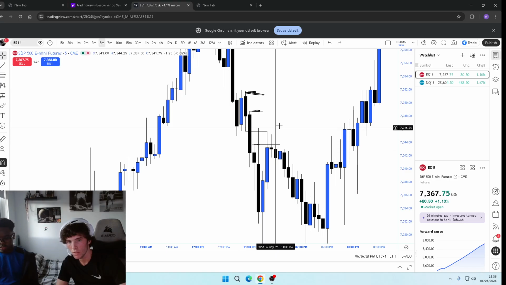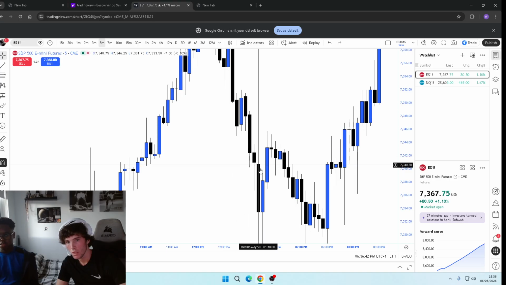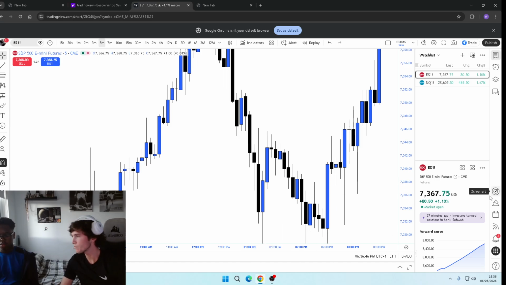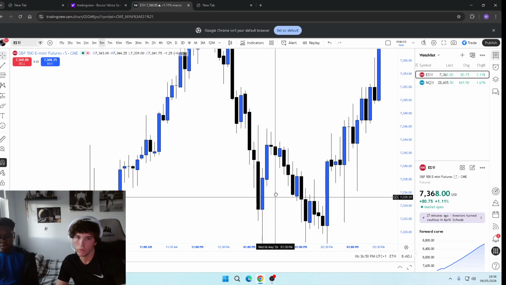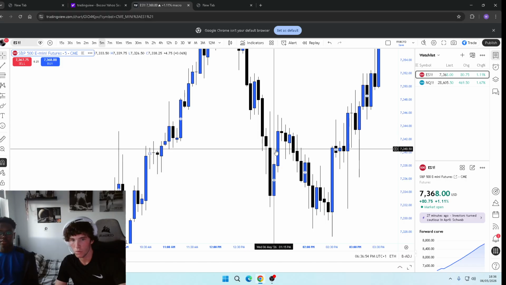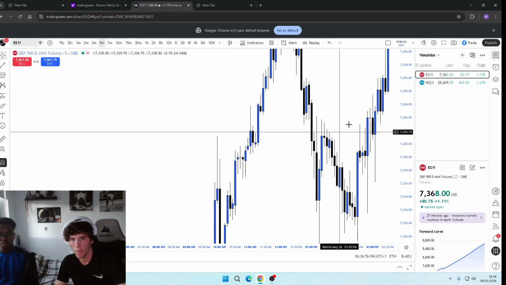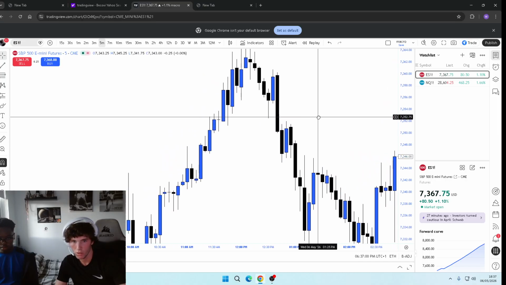I'll delete this so you can see even better. Look, fair value gap right here. Price comes up into it, fills it, and then goes down. Just because it doesn't keep going down doesn't mean it didn't fill it. It did fill it, and you can see it filled it because it closed here. Then another example is right here.